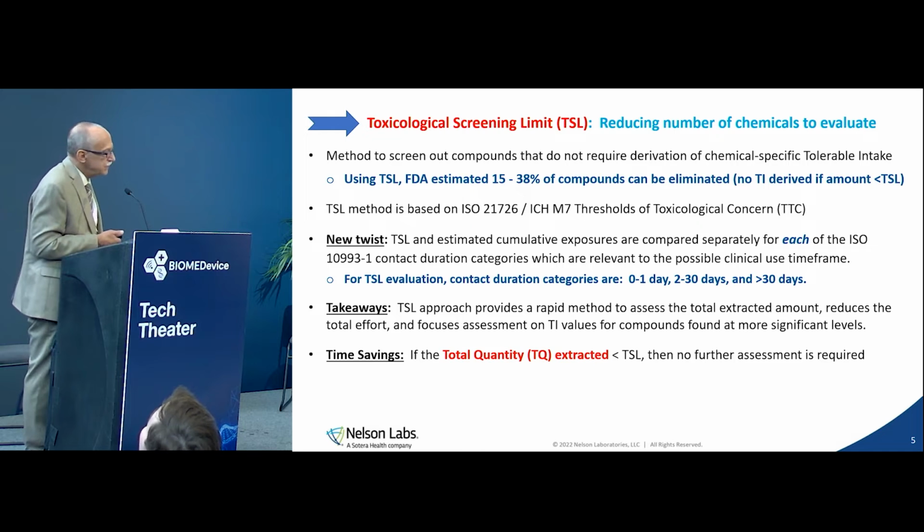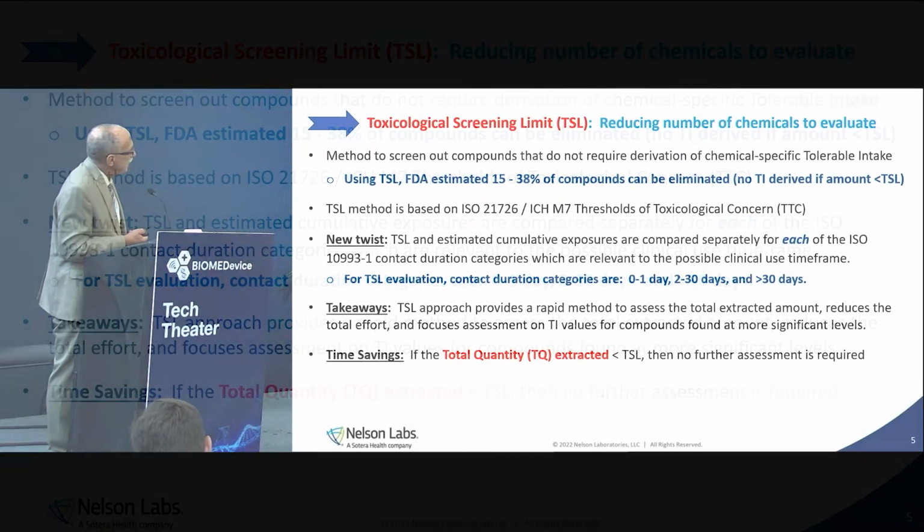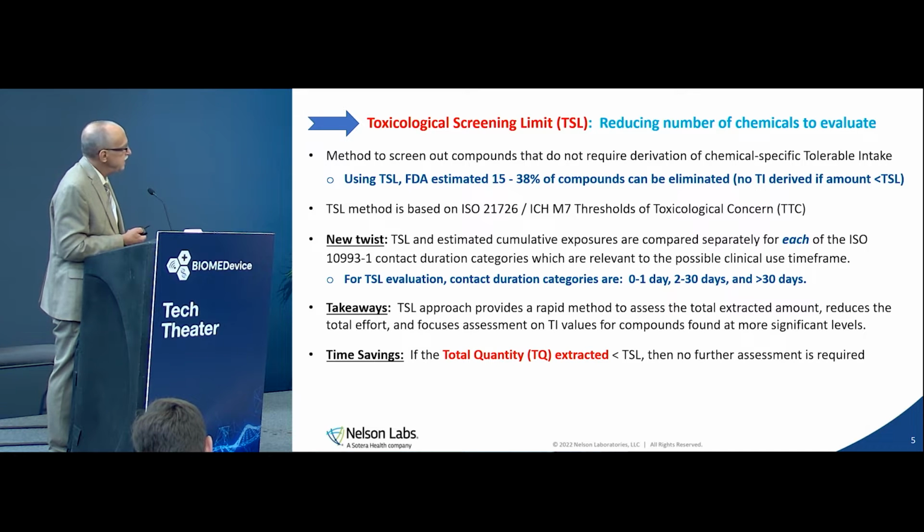First, I'm going to go into the new toxicological screening limit. It reduces the number of chemicals to evaluate in the toxicological risk assessment. FDA estimates that about 15 to 38% fewer compounds will have to have a detailed evaluation of their toxicities. The TSL method has its bearings from ISO 21726 and ICH M7 for thresholds of toxicological concern, but the new twist is that the TSL and the cumulative exposures are compared separately for each of the different contact duration categories of your device.